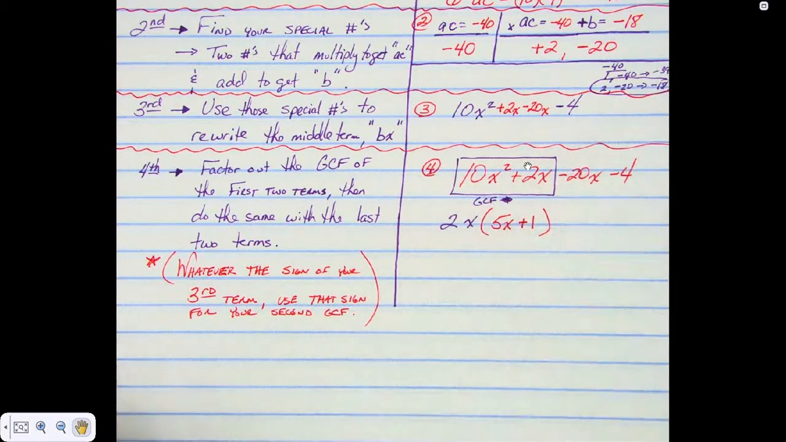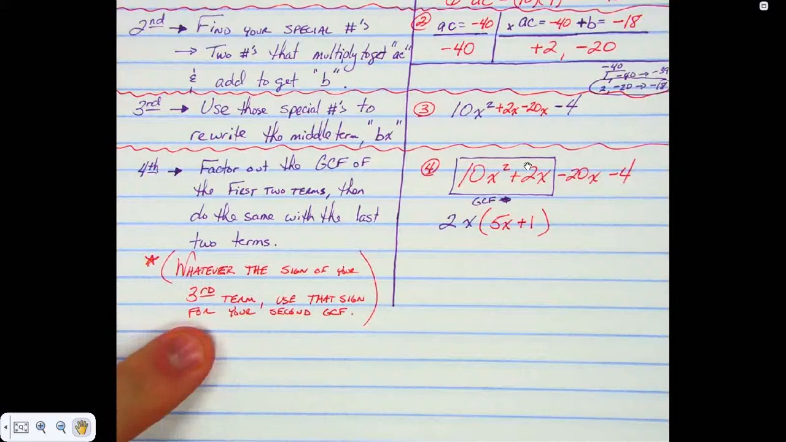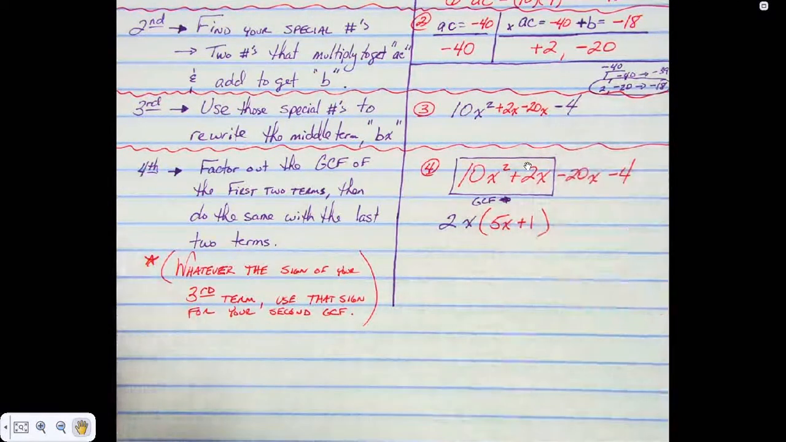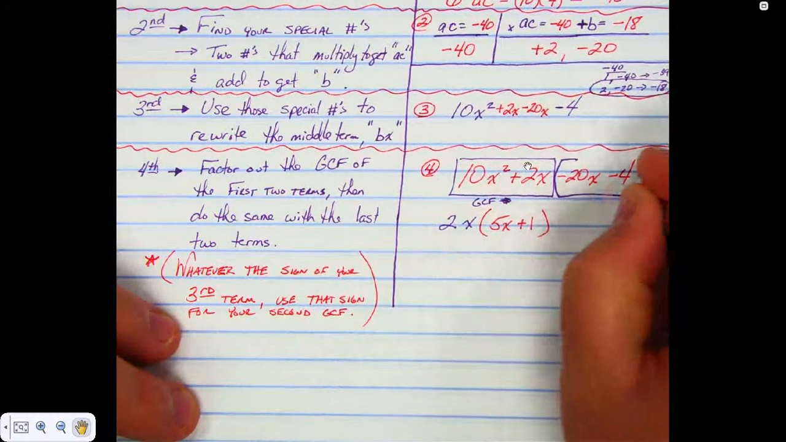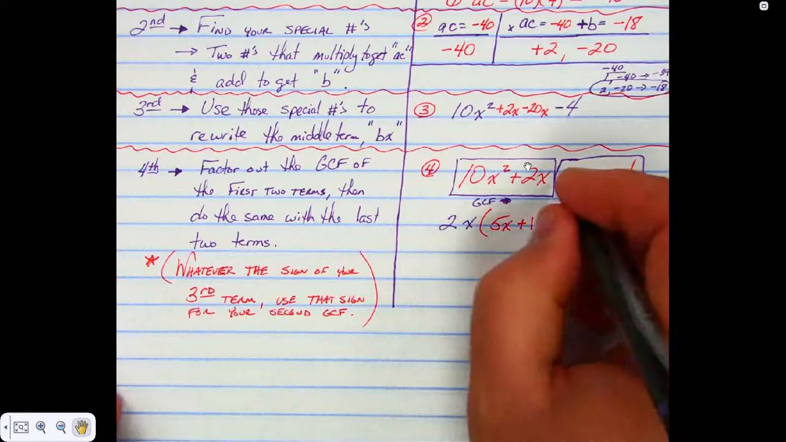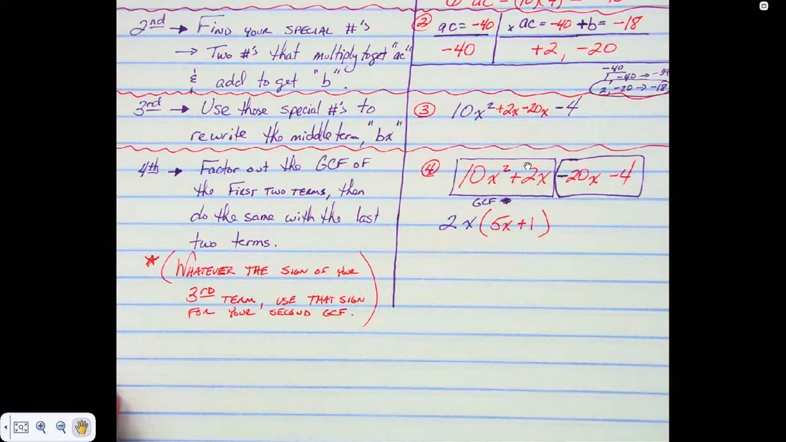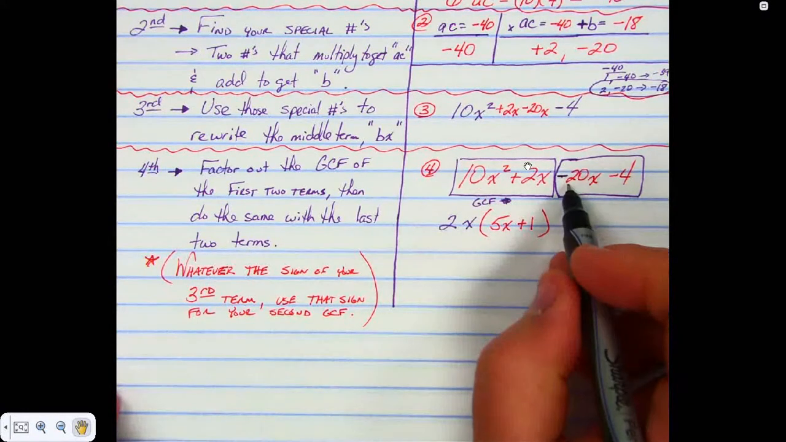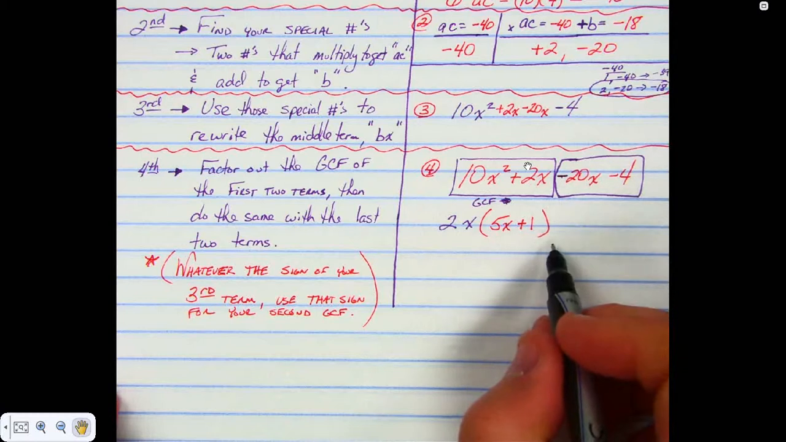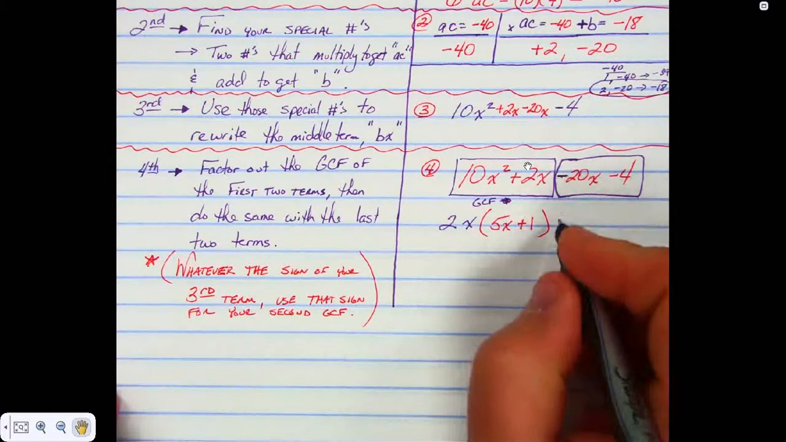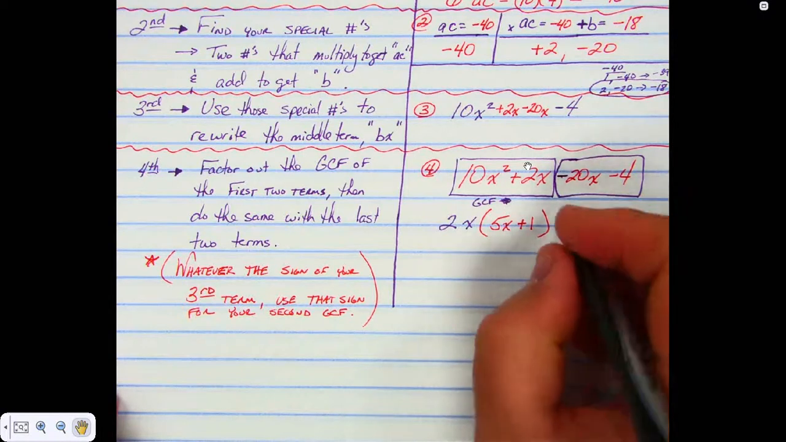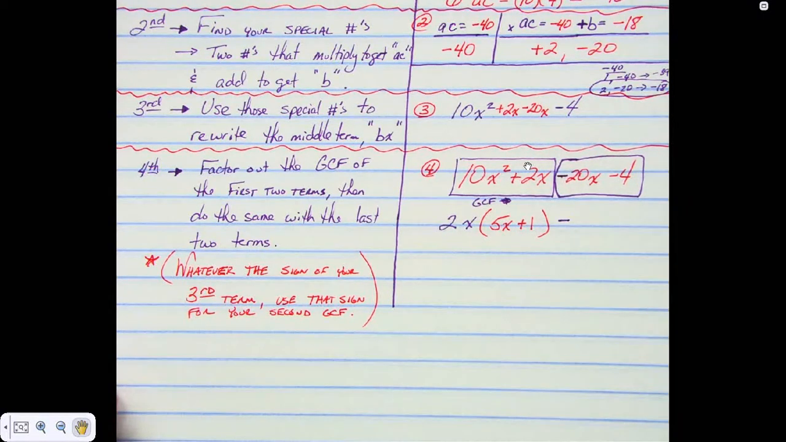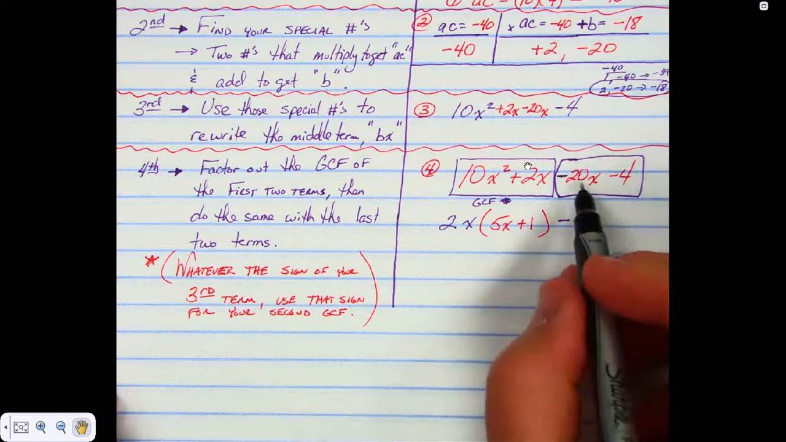No, there is not. Now, here's where that side note comes up. Because now, I'm going to group these two together. And this sign right here is very important. Whatever the sign of the third term is here, that's the sign of your GCF. So if it's negative, factor out a what? Negative. If it's positive, factor out a positive. So since it's negative, I know I'm going to factor out a what? Negative.